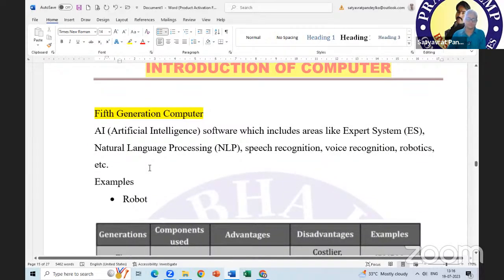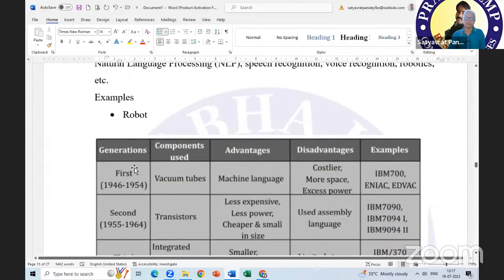Now the fifth generation computer. AI, artificial intelligence software, which includes areas like expert systems, ES, natural language processing, NLP, speech recognition, voice recognition, robotics, etc. Examples are robots.